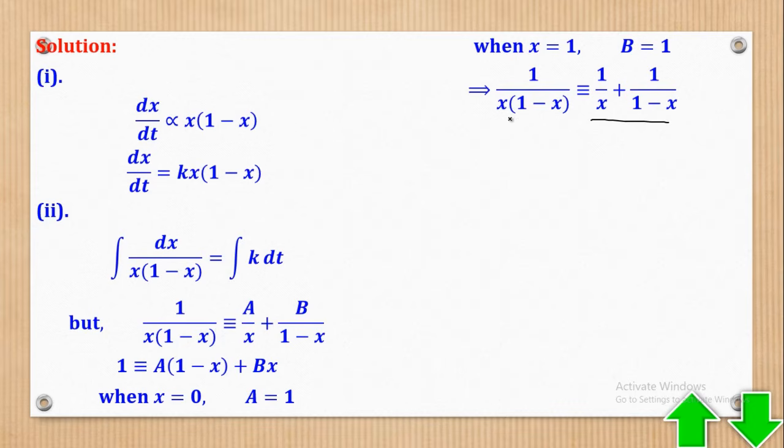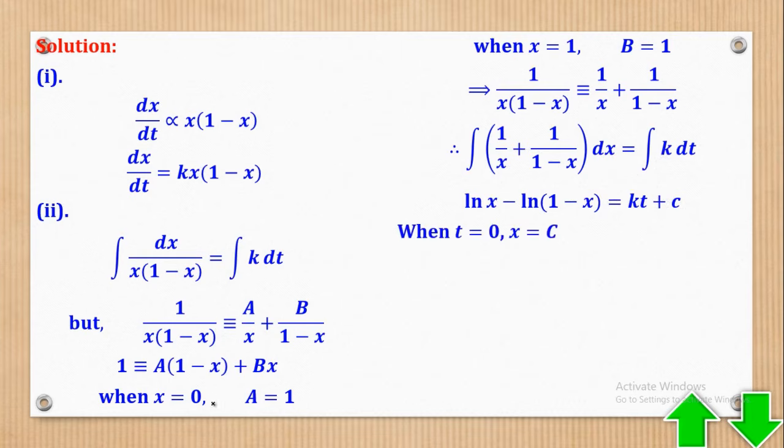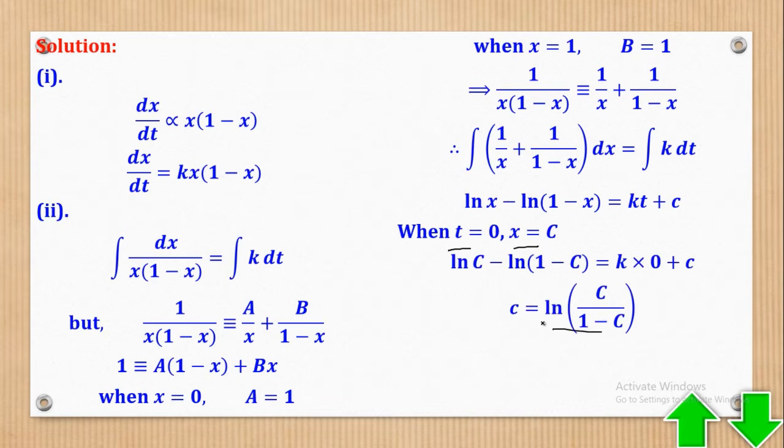Now that I've got the partial fractions, I can go ahead and integrate. So this one now becomes that, and when I integrate, this is that, and this is that. And this is that, plus the constant of integration. So you say that when t is equal to 0, x is equal to c, therefore capital C. So you shall substitute and make small c the subject, which is that. So you shall replace this one here to come up with that line.